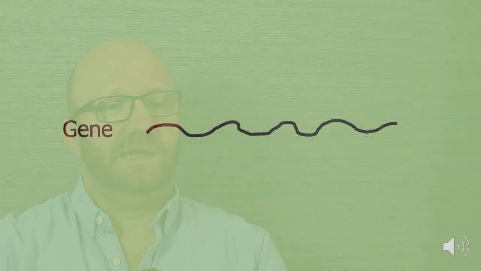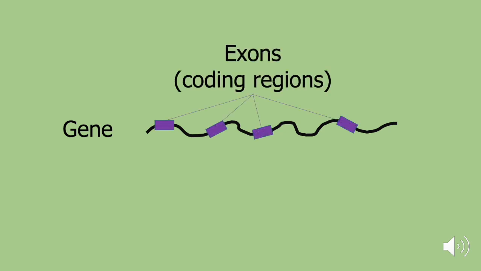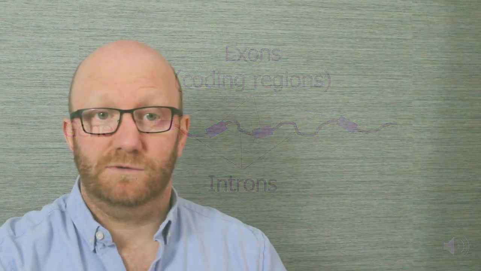So most genes in higher organisms contain stretches of DNA that provide the code for the protein. We call these the exons, and in between these, the intervening sequence doesn't code for proteins but is part of the gene, and we call these regions introns. Now ultimately, the final mRNA is made up of just the exons.